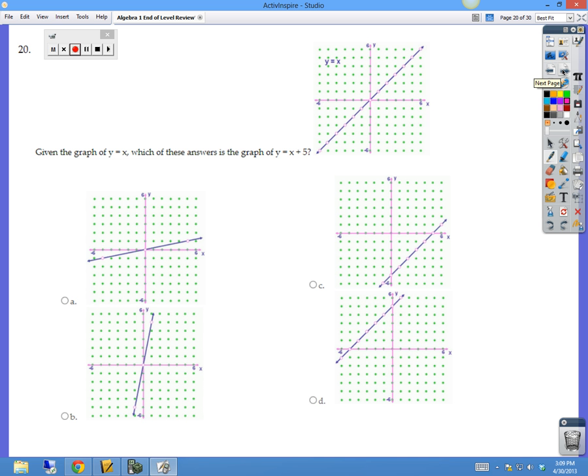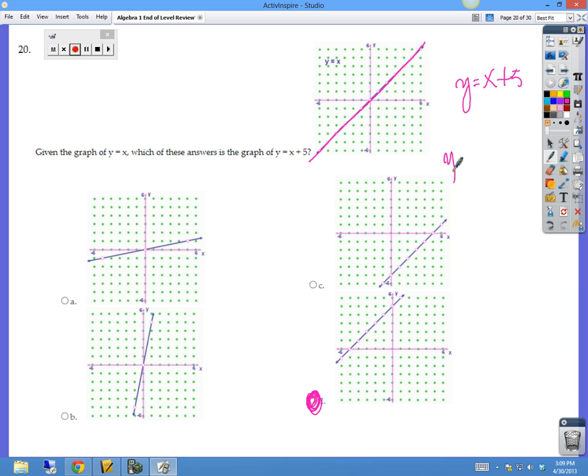Okay, this is the graph y equals x. Right here. So the same graph, but a little different. Y equals x plus 5. What does that plus 5 do to it? That plus 5 shifts it up 5 units. So it's going to be D.